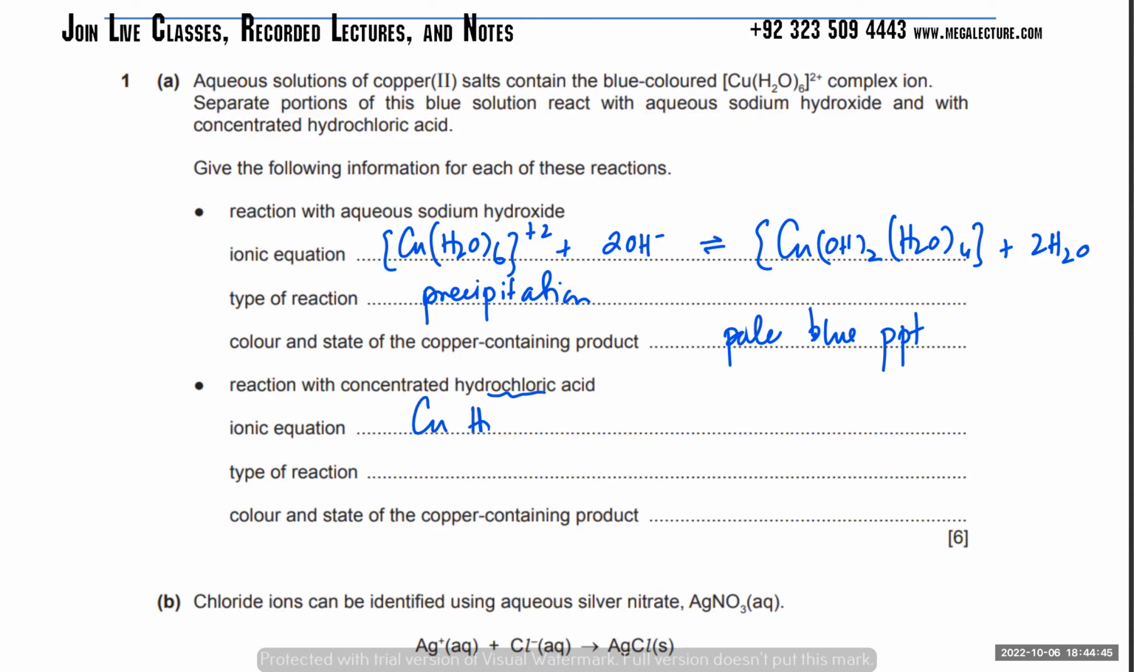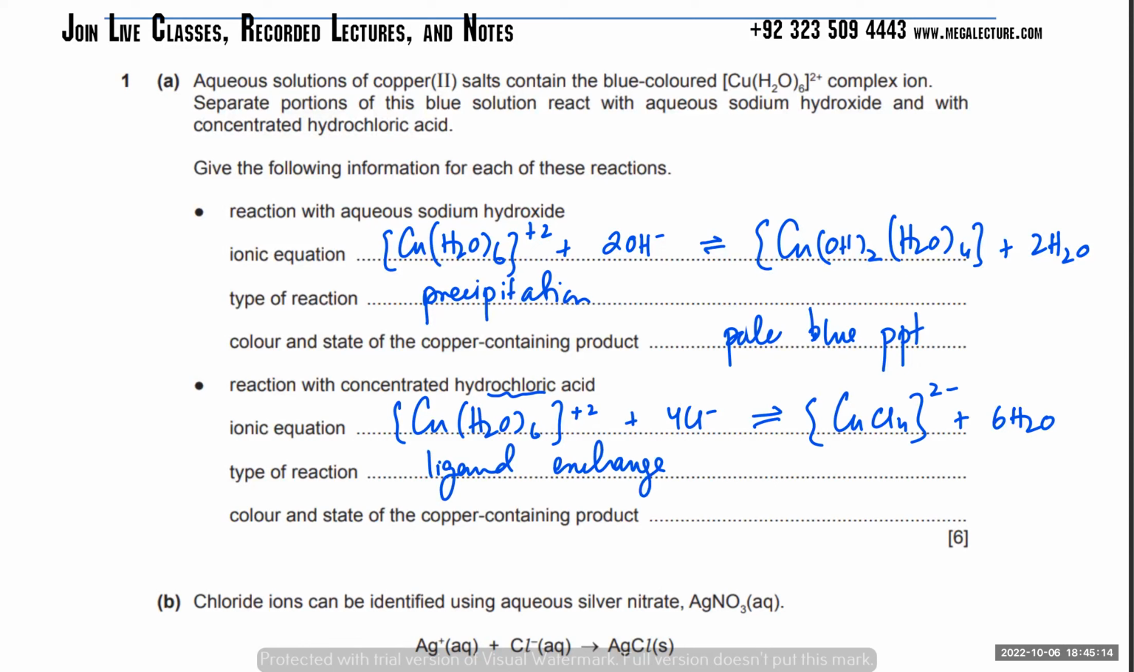You have the same copper with 6 water molecules, and the water molecules get replaced by Cl ions, and you get CuCl4 2 minus. So remember, cobalt ke saath bhi, it's exactly the same reaction. The color is the only thing that's going to be different. So CuCl4 2 minus, and 6 water molecules, and type of reaction, that's ligand exchange. And the color of the product, that's greenish yellow solution.